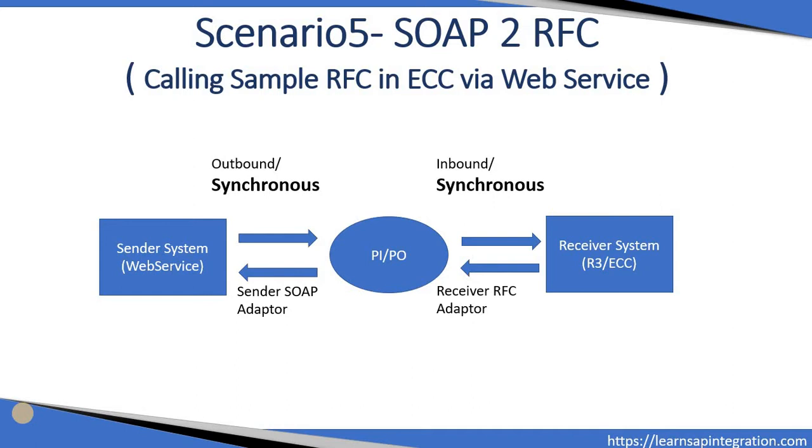learnsapintegration.com. Today we are going to learn a SOAP to RFC scenario. It is a simple synchronous end-to-end scenario. The source is a web service calling an RFC which is present in the ECC system. So sender is web service, receiver is RFC created in ECC. Sender is using SOAP adapter, receiver is using RFC adapter. It is a synchronous call. Synchronous means it is expecting the result.